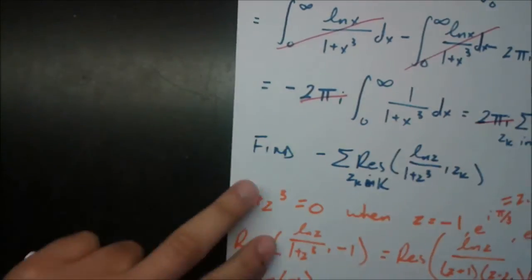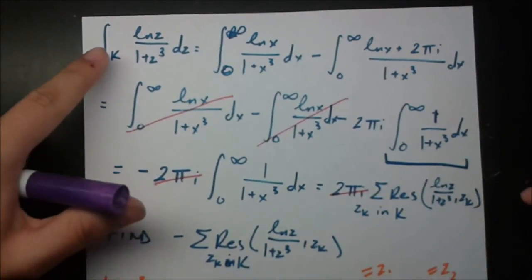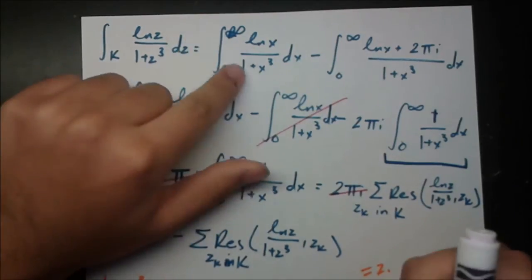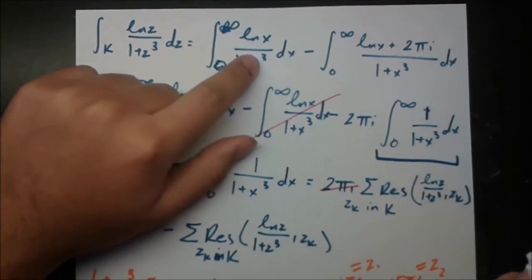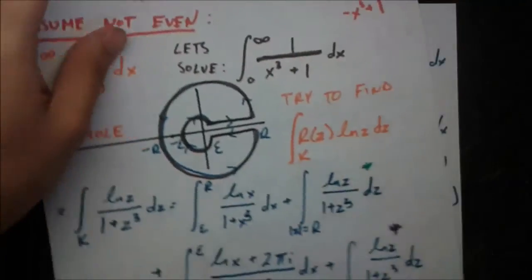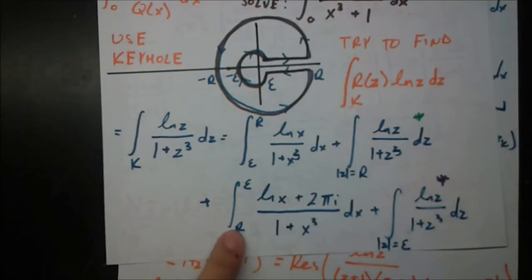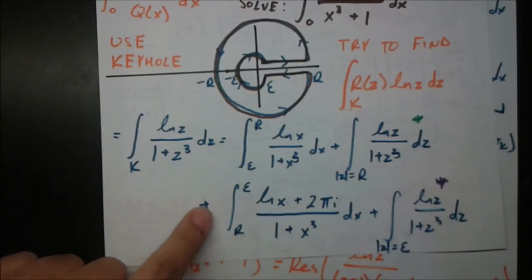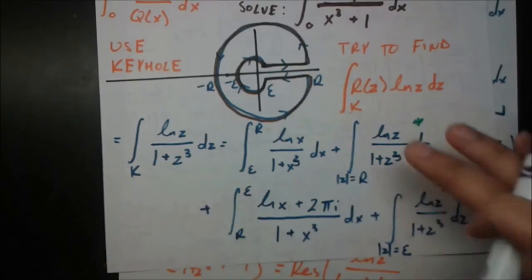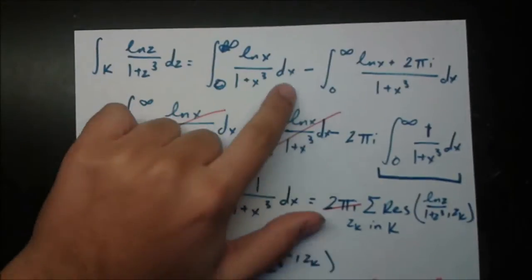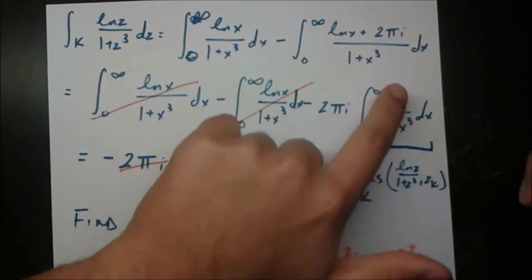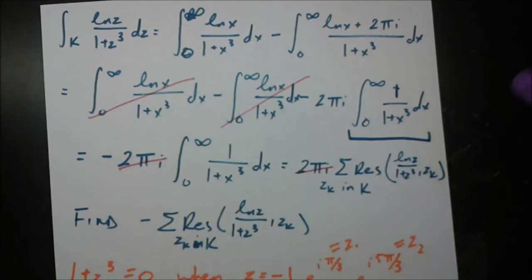Okay, so now let's see what happens. That means the integral around the keyhole is just equal to the 2 remaining integrals: the integral from 0 to infinity of ln x over 1 plus x cubed dx, and what I had before, plus the integral from r to epsilon. I'm going to flip this and make it a negative sign, so it's the integral from 0 to infinity. So minus the integral from 0 to infinity of natural log x plus 2 pi i over 1 plus x cubed dx.